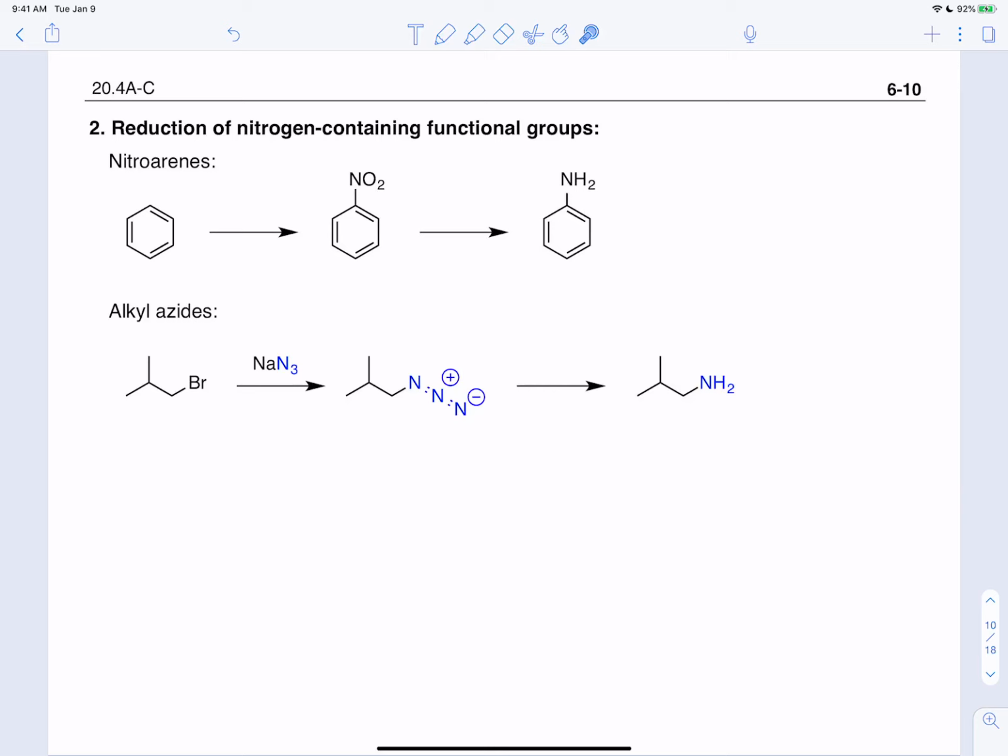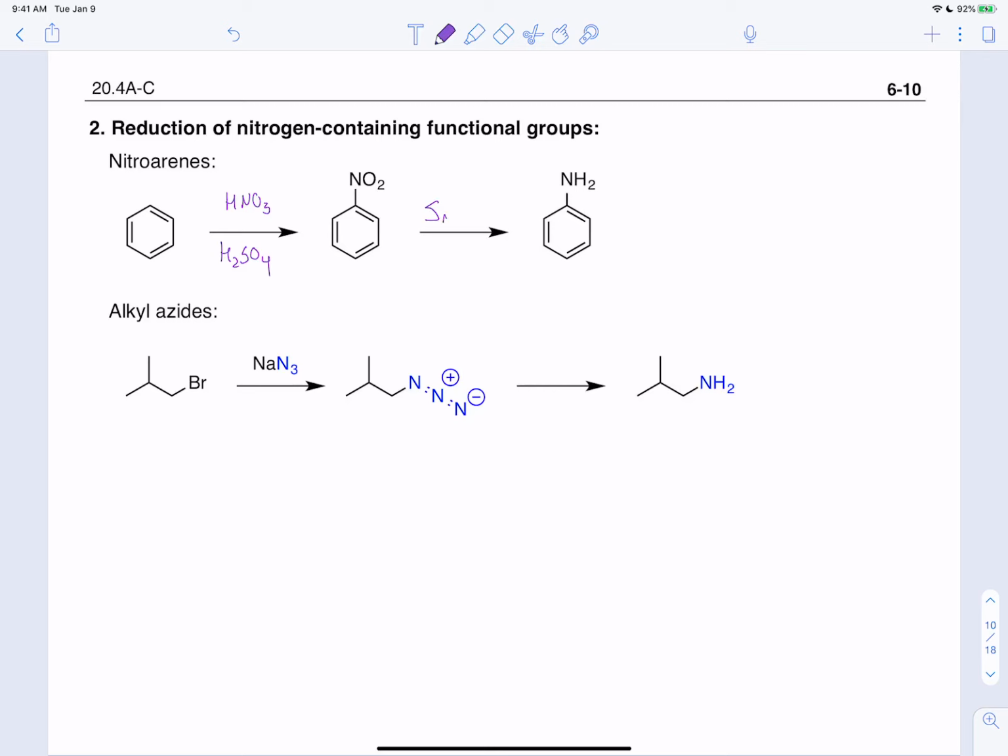In this next section, we're just going to go through a number of ways that we have seen before in order to make different types of nitrogen-containing groups and amines. So this is something we're all familiar with. This is just going to be the electrophilic aromatic substitution, or nitration, of benzene. Nitric acid and sulfuric acid can introduce a nitro group.